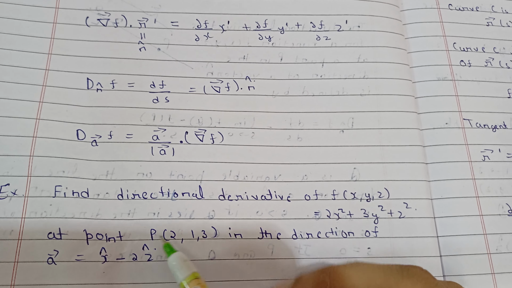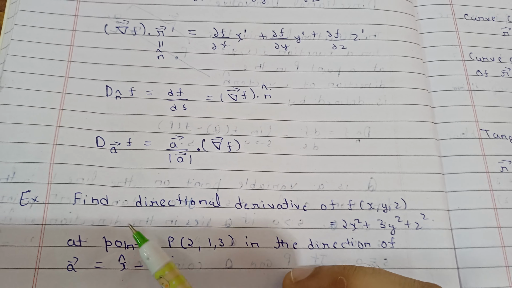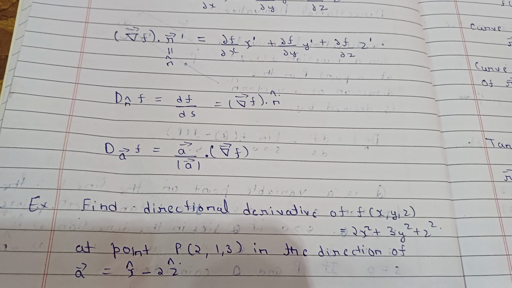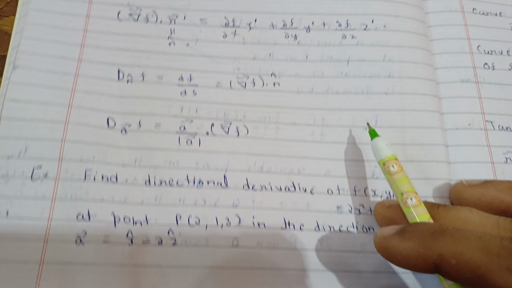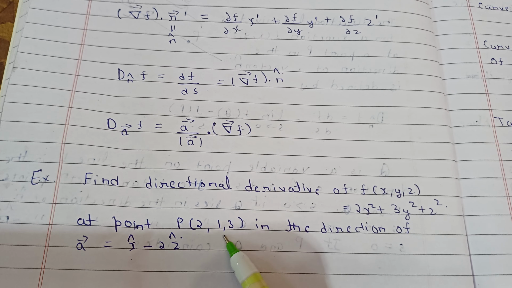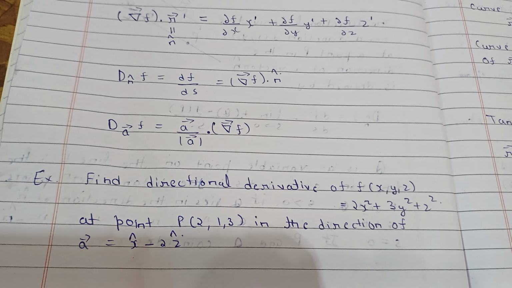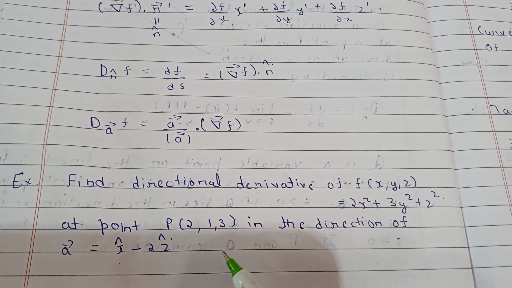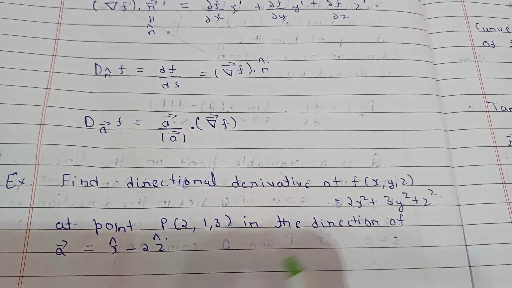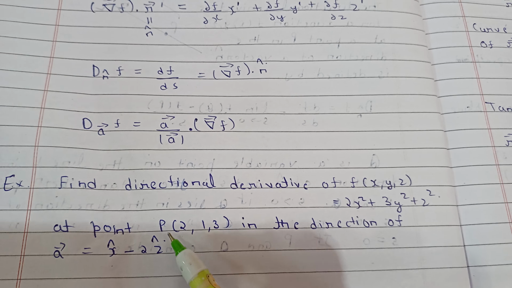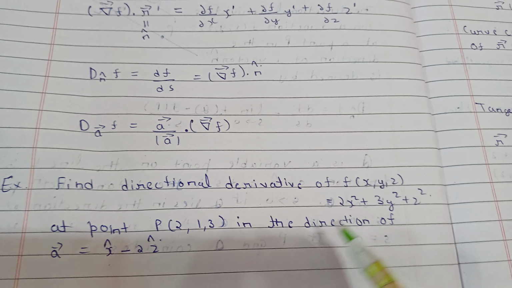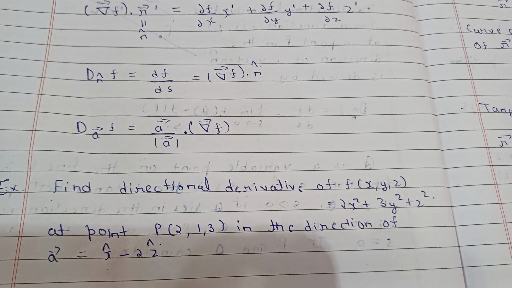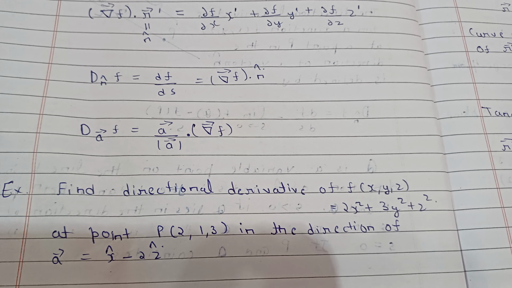So let's see the question. Find the directional derivative of f. F is given in this form, 2x square plus 3y square plus z square at point p 2 1 3. So this is the coordinate of the function, means in the coordinate system. So we need to find the directional derivative of f, how f is changing at this point in this direction. So how this function is changing at this point in this direction. So we need to find that.